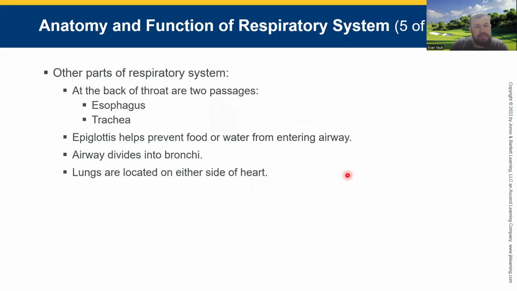Other parts of the respiratory system: at the back of your throat are two passages, your esophagus and your trachea. There's that epiglottis again. It helps prevent food and water from entering the airway, so it covers up that airway and protects it from letting stuff get into your lungs. The airway divides into bronchi. The lungs are located on either side of the heart. We've always been taught that the heart is on the left, but it's actually center left. It's more centered than most people realize, and your lungs are on either side of that.